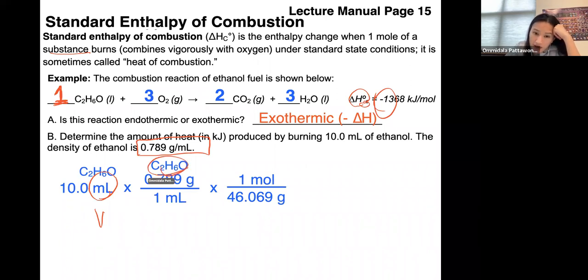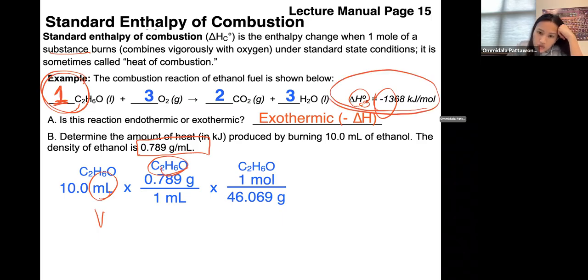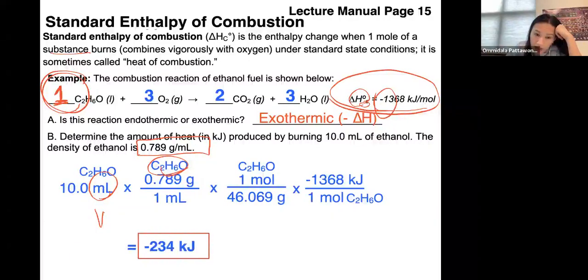So this is the molar mass of ethanol. Now remember that 1 mole of ethanol is going to produce this much kilojoule. So we know that 1 mole of ethanol produces that much kilojoule. Therefore, in this case, it's going to come out to equal negative 234 kilojoules.